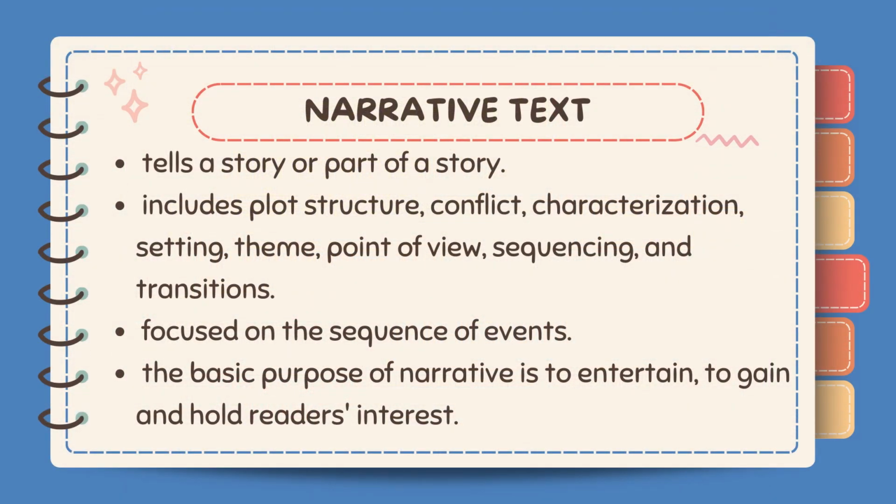The second type is narrative text. Narrative text tells a story or part of a story. It includes plot structure, conflict, characterization, setting, theme, point of view, sequencing, and transitions. It is focused on the sequence of events to recount an experience or occurrence and the details surrounding it. It may be a story about the life of a person, an account of a significant historical incident, or a report on how an invention or innovation came to be. The basic purpose of narrative is to entertain, to gain and hold readers' interest.